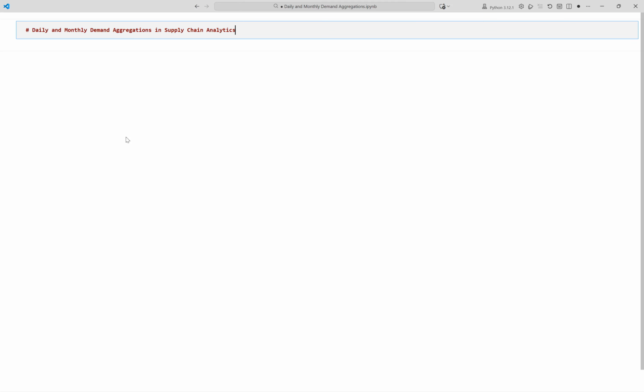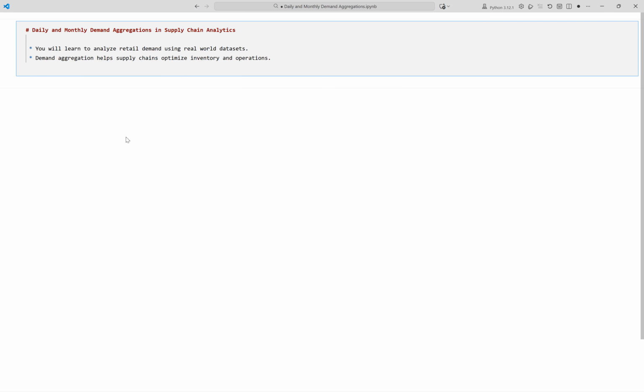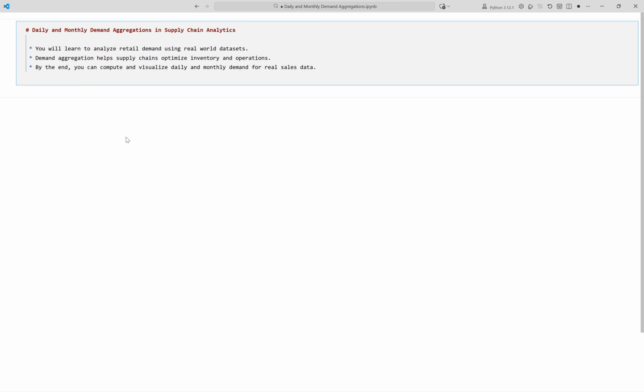Daily and monthly demand aggregations in supply chain analytics. You will learn to analyze retail demand using real-world datasets. Demand aggregation helps supply chains optimize inventory and operations. By the end, you can compute and visualize daily and monthly demand for real sales data.